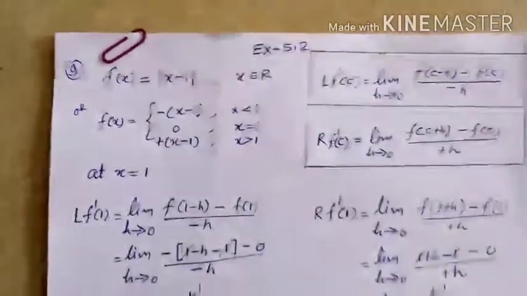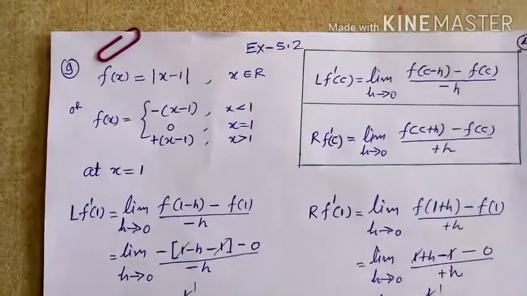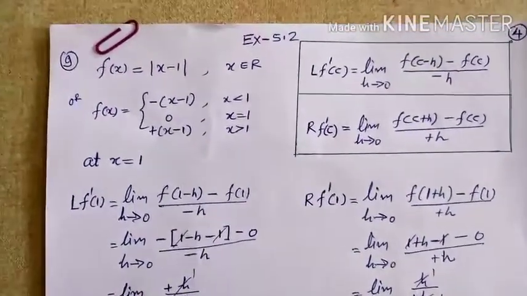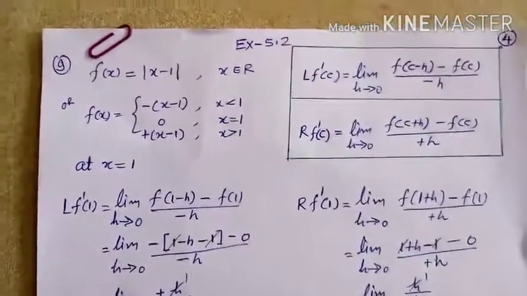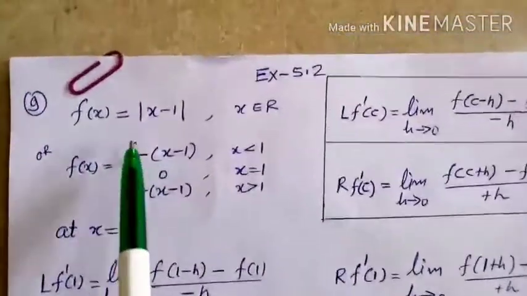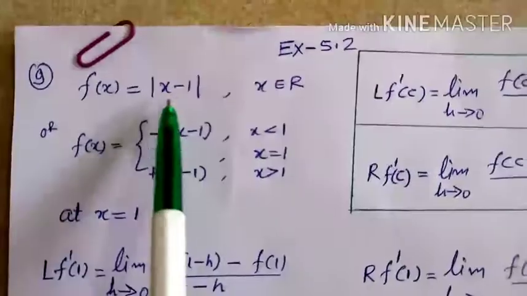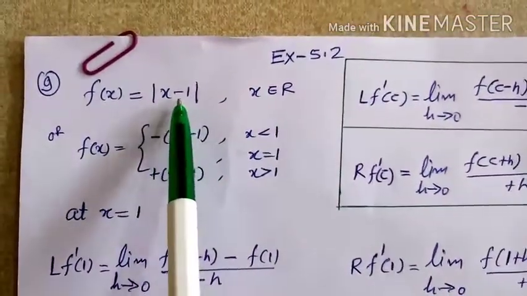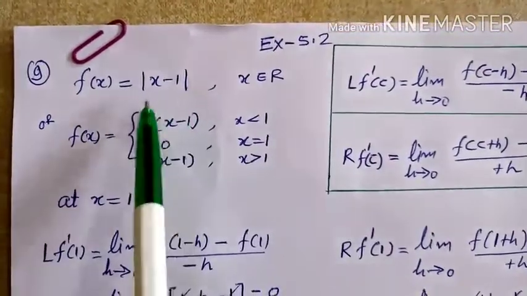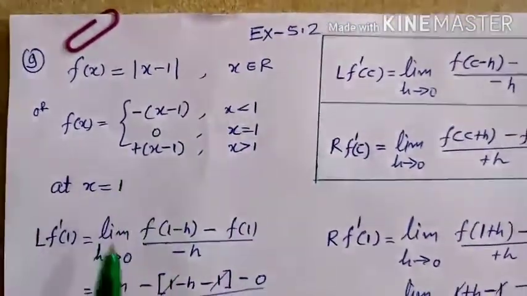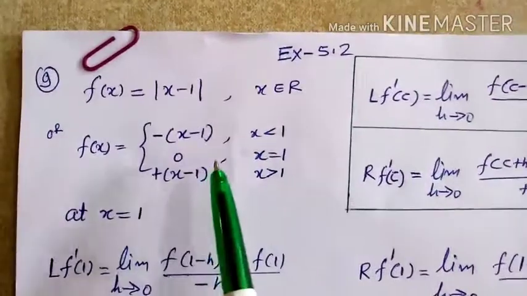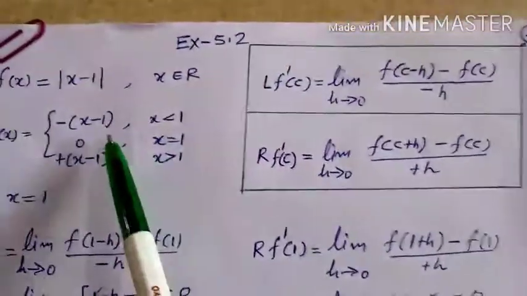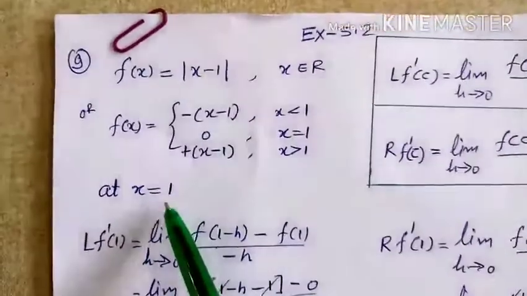Now questions number 9 and 10 both are the same, in which we have to show that these two functions are not differentiable at the indicated point. In question number 9, function f(x) is equal to mod of x minus 1, x belongs to R, and we have to show it is not differentiable at x is equal to 1. So in this case we have to check the differentiability of this function. For this we have to check left hand derivative and right hand derivative at x is equal to 1.